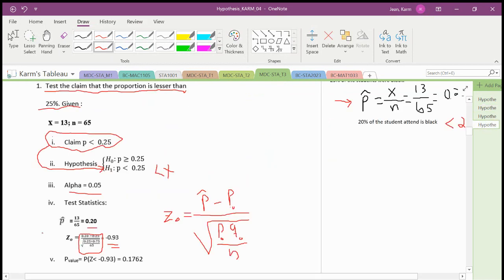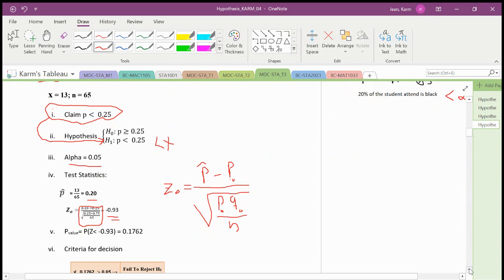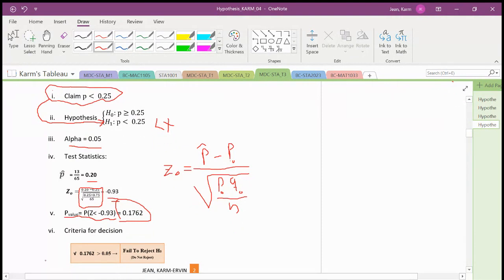Let's continue. So when I work out the formula, I got negative 0.93. Now because it's a left tail, I use this formula to get the p-value. Then I use the z-table. The z-table was able to give me this answer, which is 0.1762. Then I compare the 0.1762 with alpha. Because 0.1762 is bigger than alpha, which is 0.05, my decision will be to fail to reject H0.